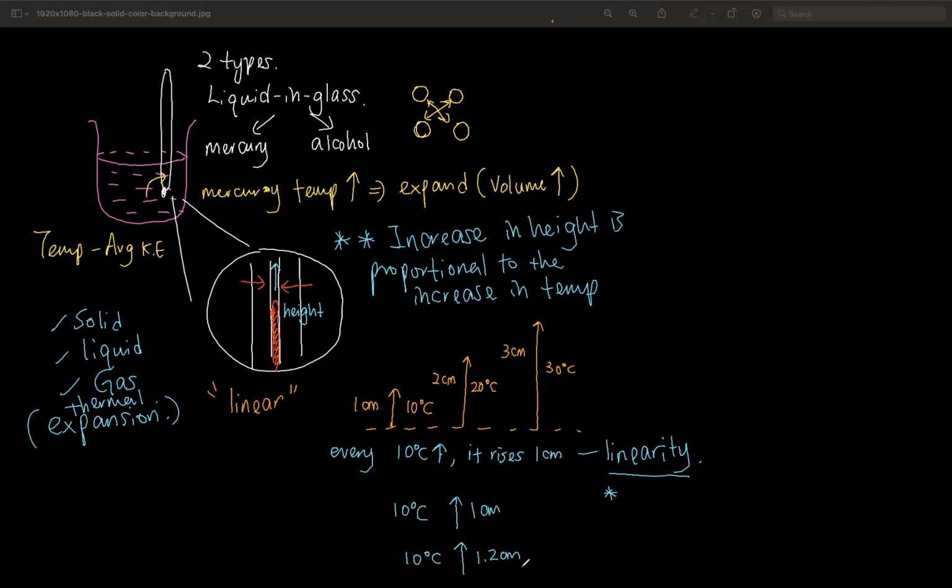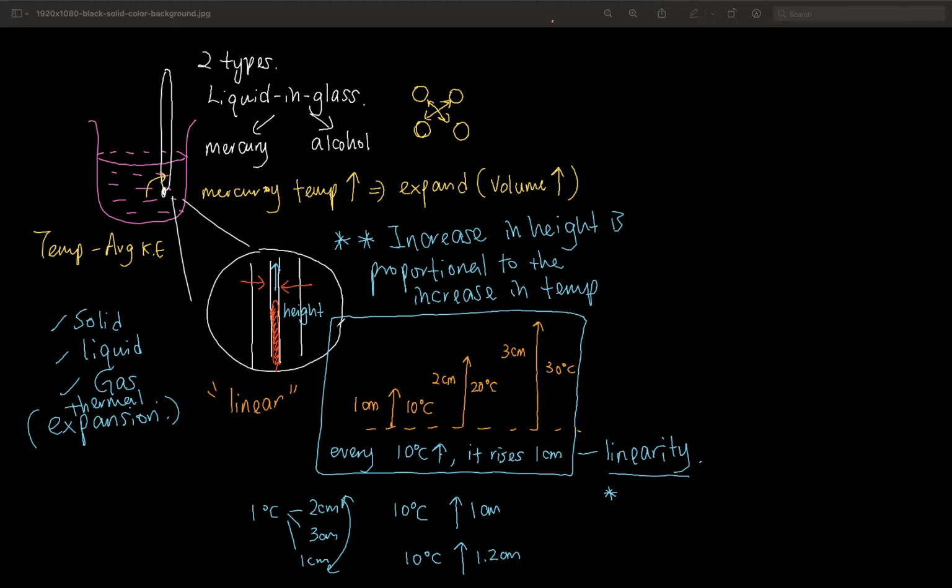Okay, so in manufacturing of thermometers, it is important that you use a liquid that can expand linearly, like mercury. Okay, because we don't want, for every change of 1 degree Celsius, suddenly you increase 2 cm, and then suddenly you increase 3 cm, suddenly you increase 1 cm. This is not linear, right? So we want this. Okay, so that is one of the reasons why we use mercury.